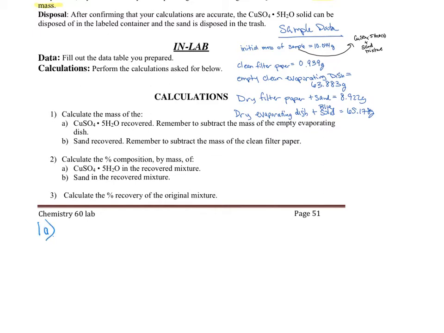1A, calculate the mass of the copper 2 sulfate pentahydrate recovered. So let's think about this for a second. How do we get our copper 2 sulfate pentahydrate back? Well, remember it was aqueous in your evaporating dish.